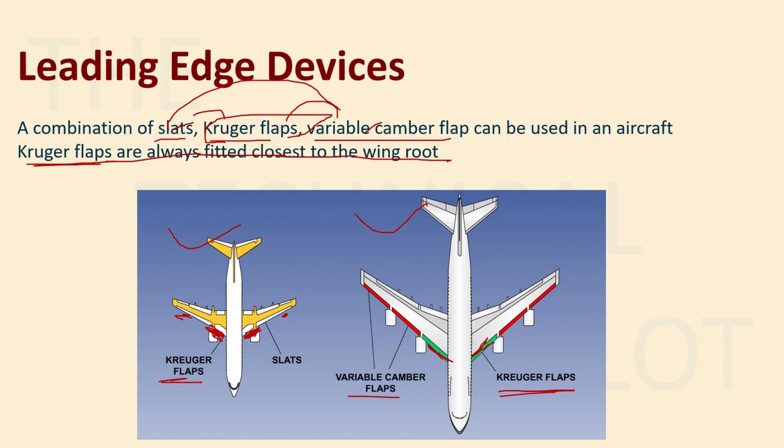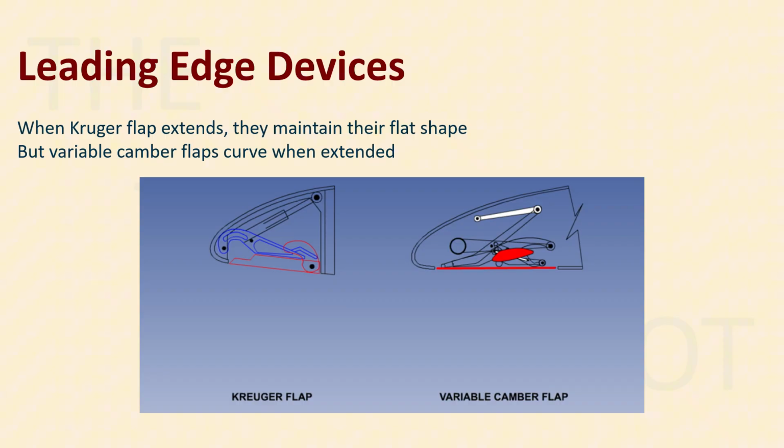So remember this. You don't have to go into any detail about Kruger flaps or variable camber flaps. You just need to know that when they extend, the Kruger flaps maintain the flat shape. What is the flat shape? You can see that in this first figure, this is your Kruger flap, and there is a flat portion over here. This particular portion is flat, right? And even in your variable camber flap, you can see that this portion is flat. But watch what happens to this flat portion when they extend.